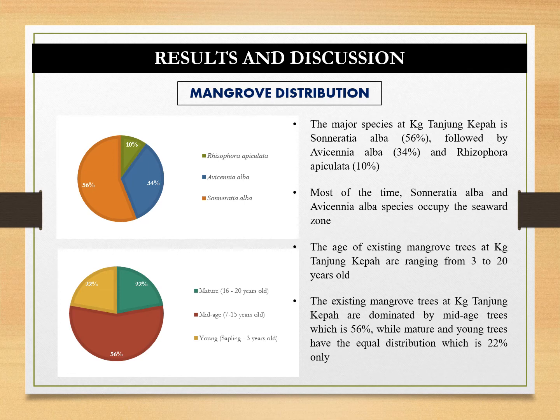And then the age of existing mangrove trees at Kampung Tanjung Kepah ranges from 3 to 20 years old. I divided the ages into 3 classifications. First, mature, 16 to 20 years old; middle age, 7 to 15 years old; young, sapling to 3 years old. So the existing mangrove trees at Kampung Tanjung Kepah are dominated by middle-aged trees, which is 56%, while mature and young trees have an equal distribution, which is 22%.